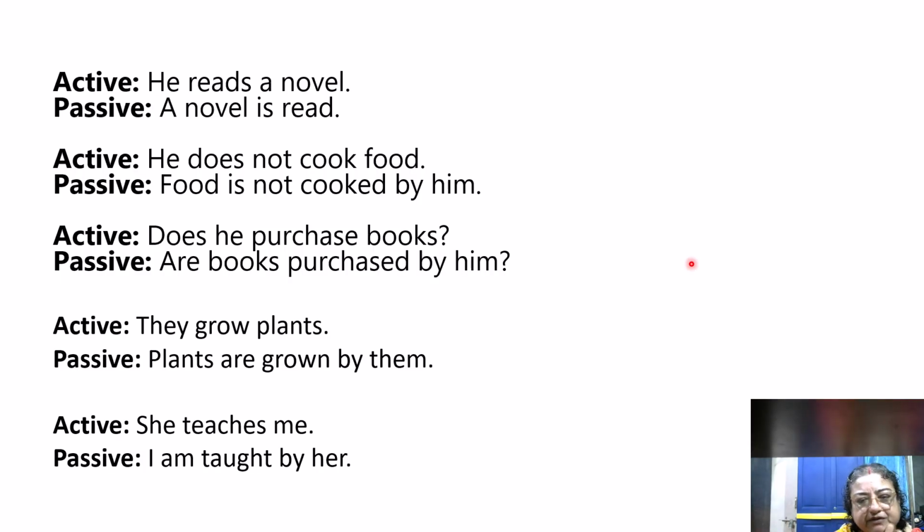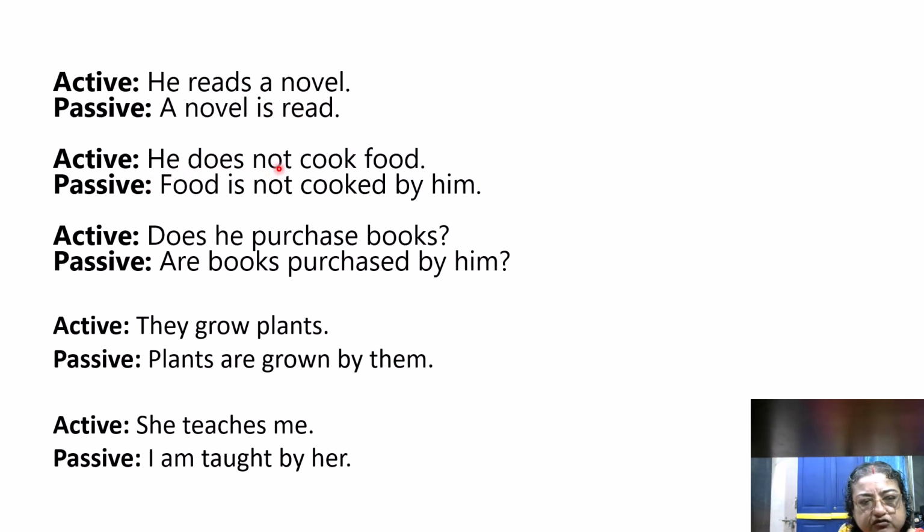Now according to the format, let us see the examples. He is singular, so in the present form of the verb, we used s. Here we add s at the end of the V1 verb, read, a novel. Novel is the object, so the object comes to the subject position: a novel is read. Here, read is the first form, the second form is read, the third form of the verb is read. According to the pronunciation, the spelling is the same but the pronunciation is different. So this is the V3 form of the verb.